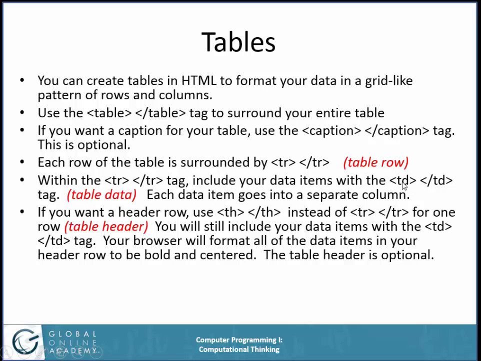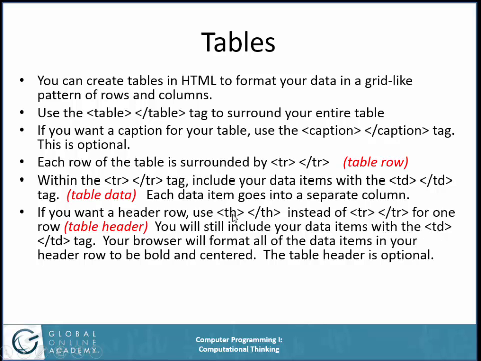So let's say you have something that's got 3 rows and 4 columns. You'll have 3 TR/TR tags. Inside each one of those, you'll have 4 TD/TD tags. Each data item goes into a separate column. If you want to make one of these a header row, use TH, table header, instead of TR, table row. You do it the same way. THs and TRs are done the same way. You have within them as many table data items as you've got columns.